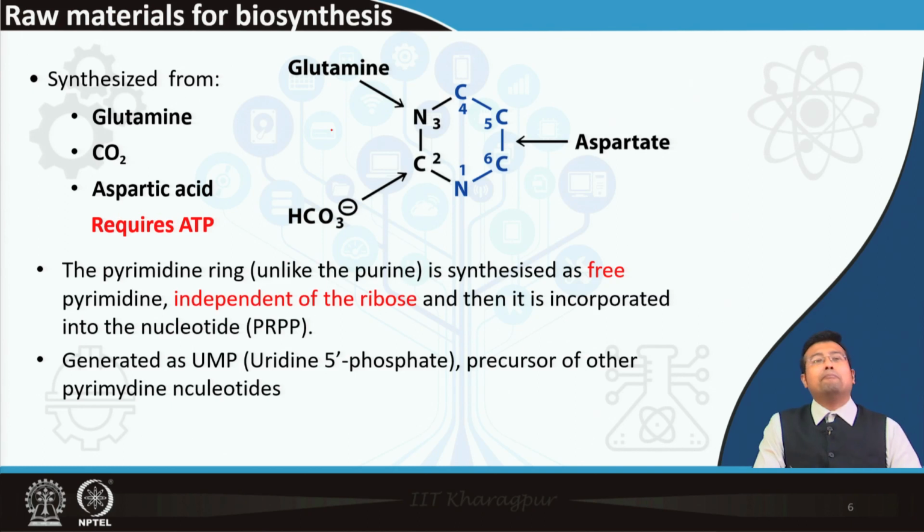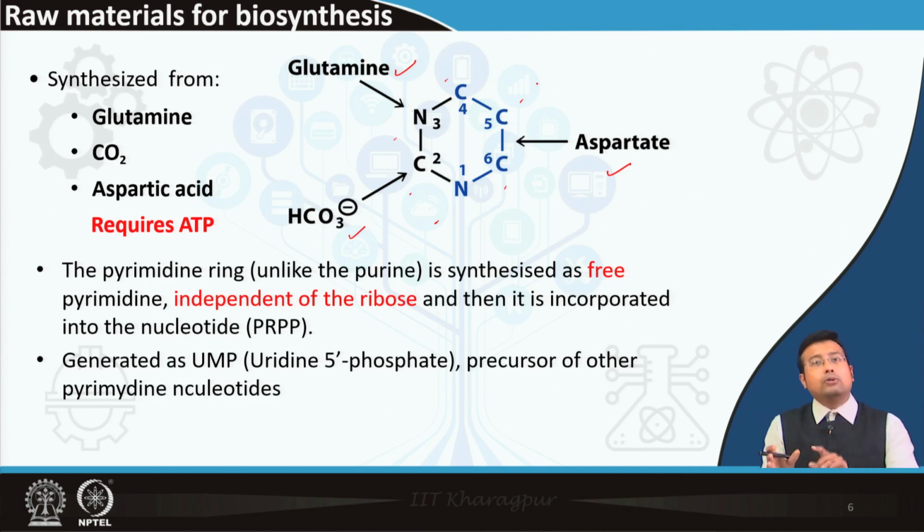So, in case of pyrimidine biosynthesis, what are the components, who are the donors to form the ring? Very important MCQ question: glutamine, carbon dioxide in the form of bicarbonate, and aspartic acid or aspartate. These are the three components that donate the atoms that form a pyrimidine ring.